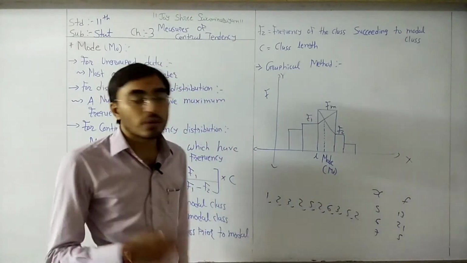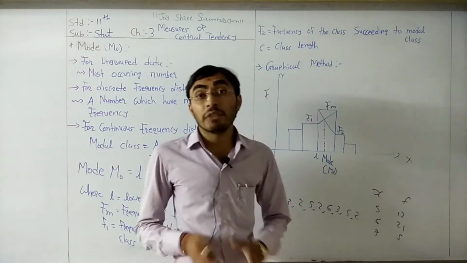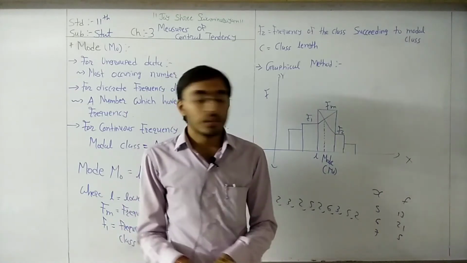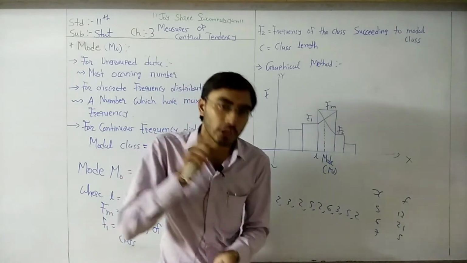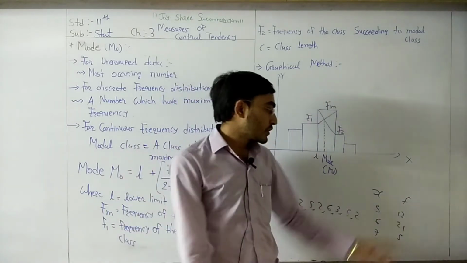But here some students make a mistake. They write 21. 21 is the highest frequency, but it is not an observation. It is the number of repetitions, but by itself it is not an observation. Our answer is 6 here. So just take note of it.